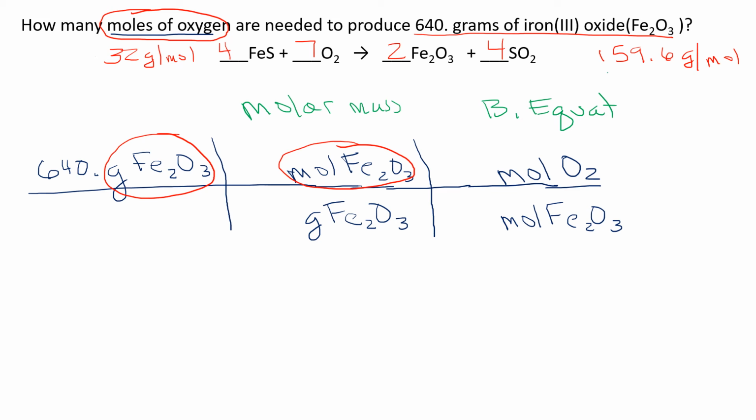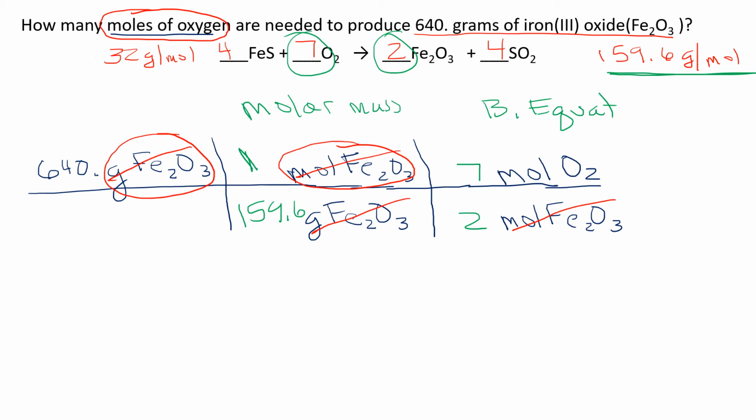So if I look at here, I know that if I have 1 mole of iron 3 oxide, it's 159.6 grams. Okay. For my balanced equation, I have a 7 in front of the oxygen, and I have a 2 in front of iron 3 oxide. The reason we set it up this way is these units, because they're in the numerator and the denominator, will cancel out. We'll be left with what we're solving for.